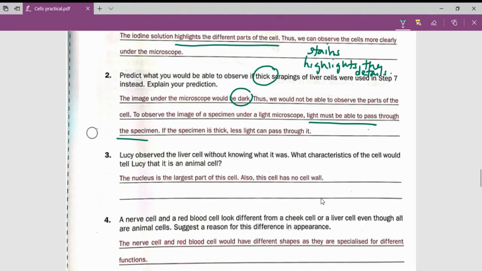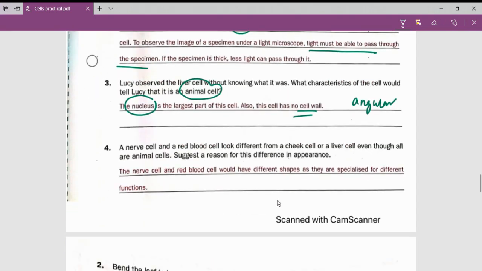Okay, question 3. Lucy observed a liver cell without knowing what it was. But how does she know it is an animal cell? Okay, one of the ways is you will have the nucleus as the largest part of the cell, and there will not be any cell wall. Okay, probably not so regular. Okay, maybe you can say it will be a little angular in shape. Okay, it's not very regular, like rigid. Okay, question 4.